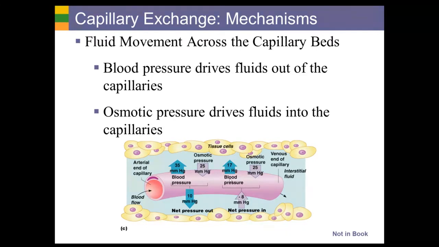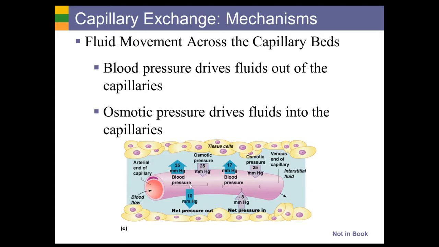On the arterial side, we have high blood pressure, 35 millimeters Hg. Let me focus on the arterial side. On the arterial side, we have 35 millimeters of mercury blood pressure pushing out. Osmotic pressure, we've got 25 millimeters Hg pulling in. Which one's greater? Well, there's a greater force pushing out than there is pulling in, so there is net pressure out. So in other words, there's a net movement of fluid out of the capillary on the arterial side.